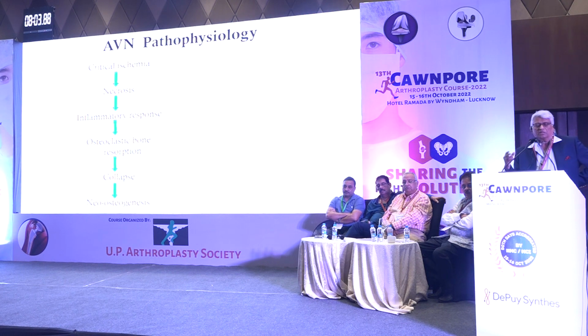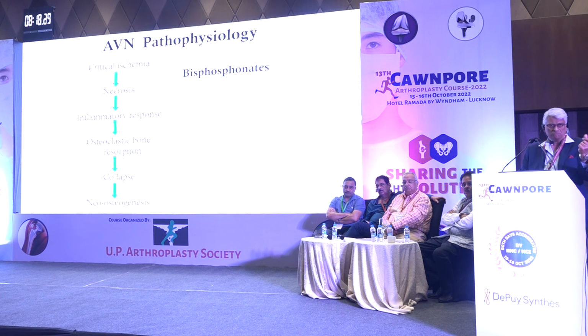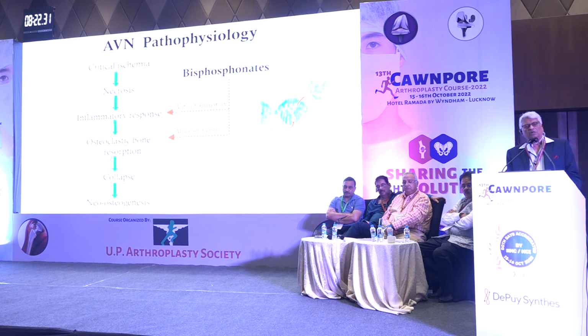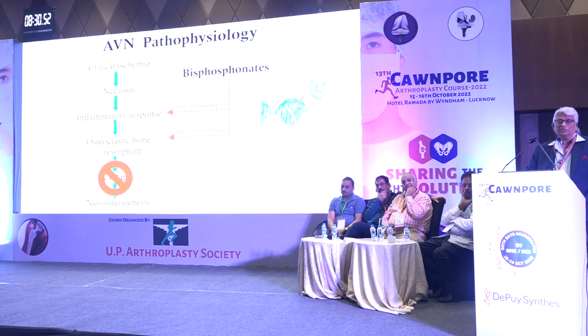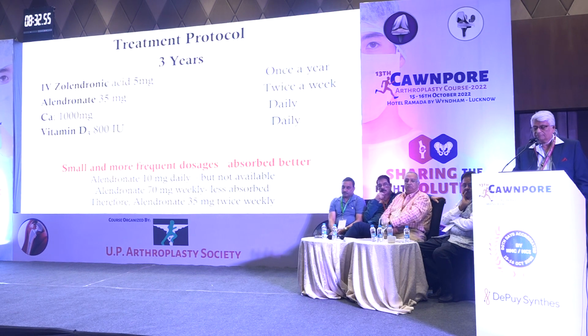So you get critical ischemia, you get necrosis, you get an inflammatory response. That's when the osteoclasts come in and start eating away the bone. The bone becomes soft. Instead of being hard like wood, it becomes soft like a boiled potato. Bisphosphonates work for the anti-inflammatory and the anti-osteoclastic at these two ends. And then if they work, you do not get the collapse.